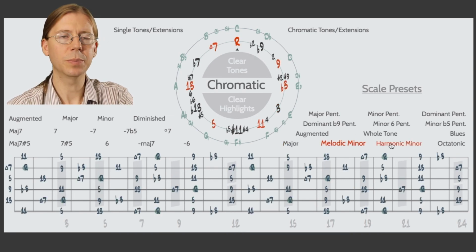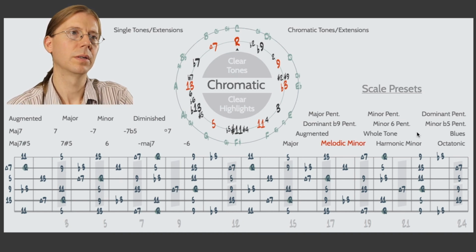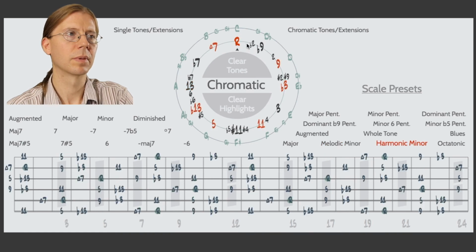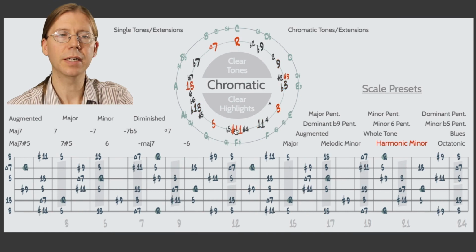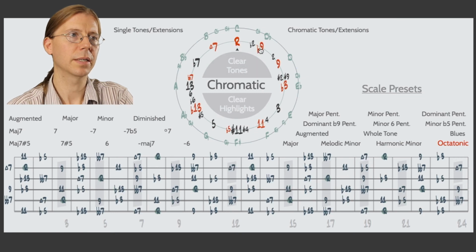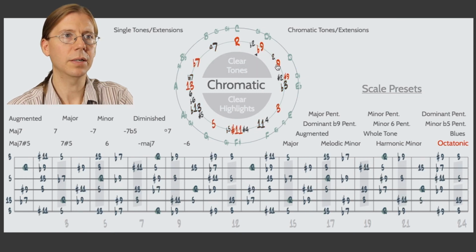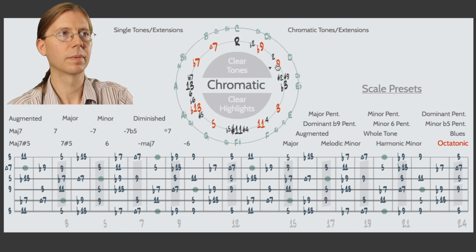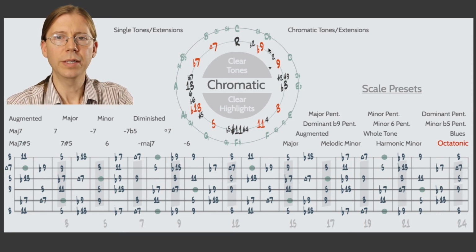So once you select one of these presets, you're going to want to select the root note or one of the other notes. So melodic minor, harmonic minor, and again, all of these have the same functionality, so you can move that around. And octatonic scales, 8-note scales. All right, so that's the idea.